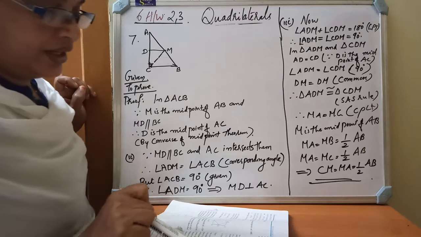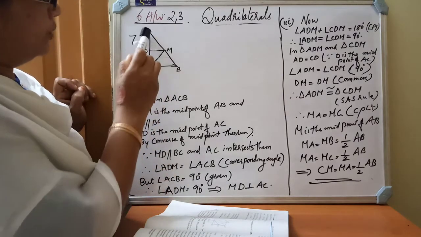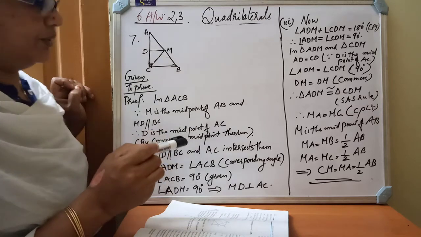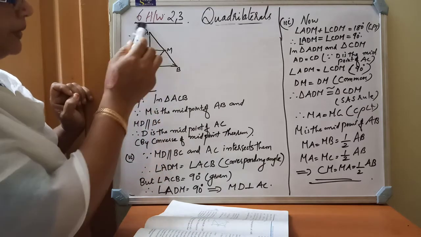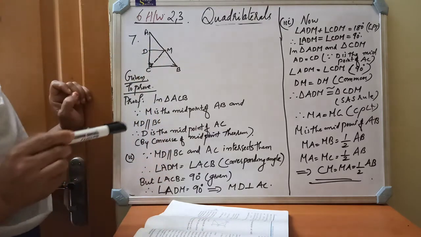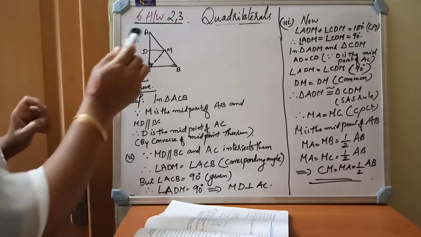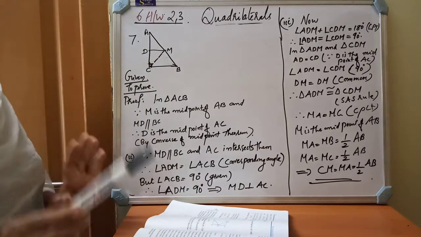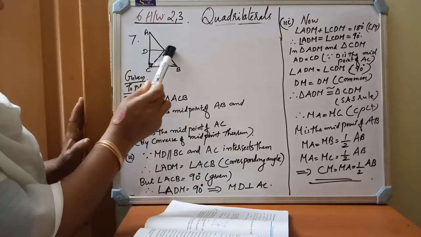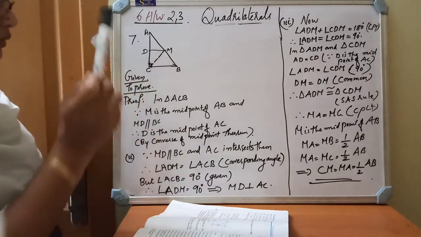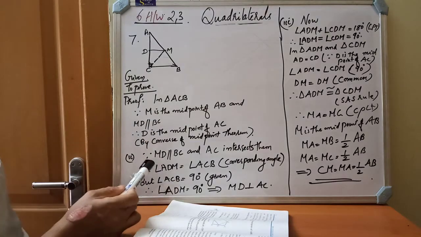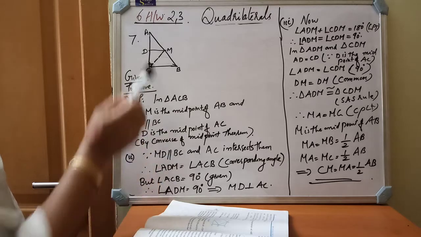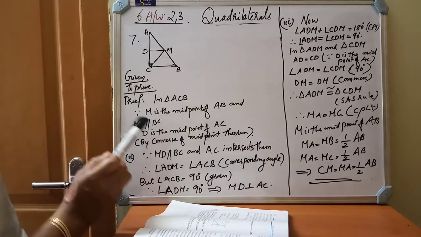Second case: MD perpendicular to AC. That means it makes an angle of 90 degrees. For proving that, we have to prove angle ADM is equal to angle CDM equal to 90 degrees. Then only we can say that MD is perpendicular to AC. For proving this, first we must consider MD parallel to BC and AC is a transversal.